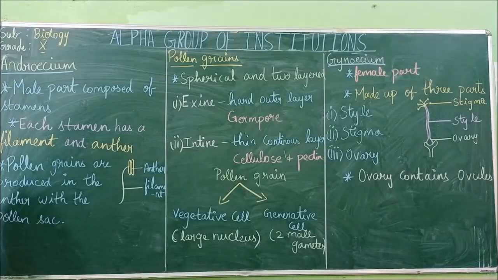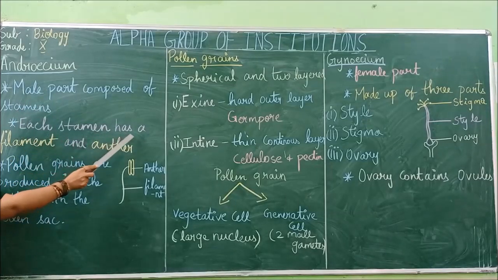Now we are going to see the essential whorls of a flower in detail. Essential whorls means andrium and gynoecium, those which take part directly in the process of reproduction. So now we are going to see about the andrium, gynoecium and pollen grains. First we move on to andrium. The andrium is the main part and it consists of stamens.